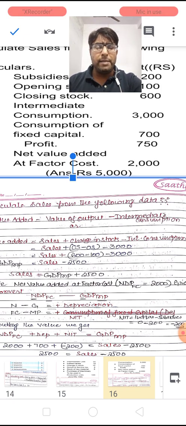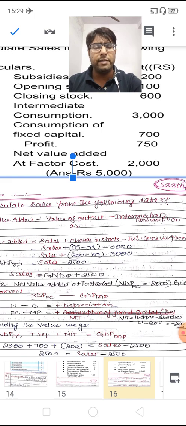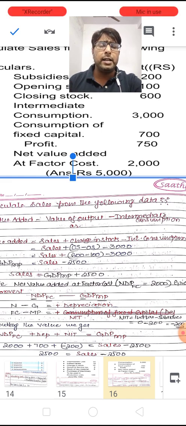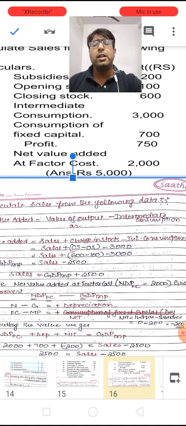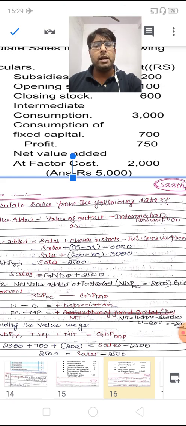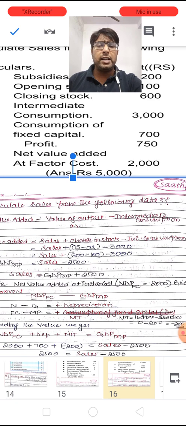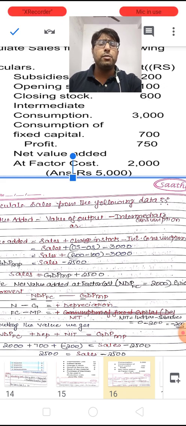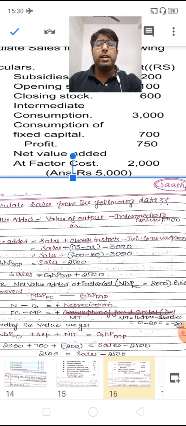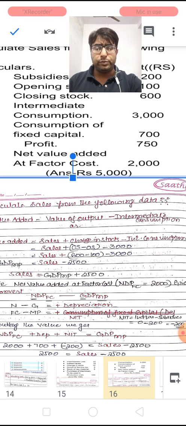Now the value of depreciation is already given by the name of consumption of fixed capital, that is 700, but the value of net indirect tax is not given. When the value of net indirect tax is not given, we have to find it out ourselves. We will apply the formula: net indirect tax is equal to indirect tax minus subsidies. Now indirect tax is not given, whereas subsidies is given as 200. Therefore 0 minus 200 becomes minus 200. This is the value of net indirect tax.